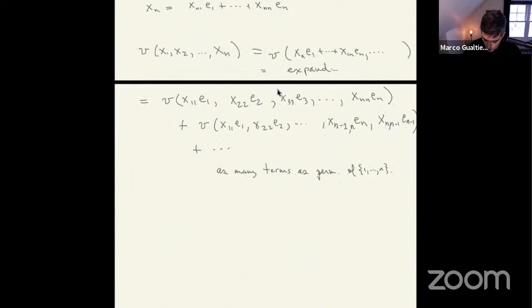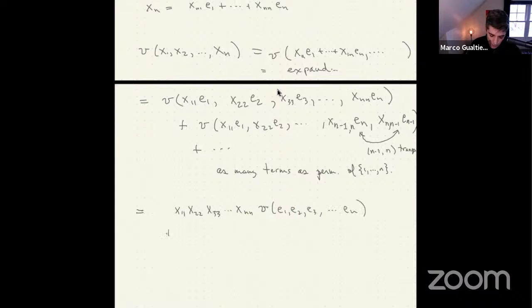Okay, and notice that here, this is the permutation n minus 1 n. This is the transposition. Okay, so if you work all of this out, what will you get? So the first term will be x11, x22, I'm using linearity now in each argument separately, xnn times the volume of E1, E2, E3, En.